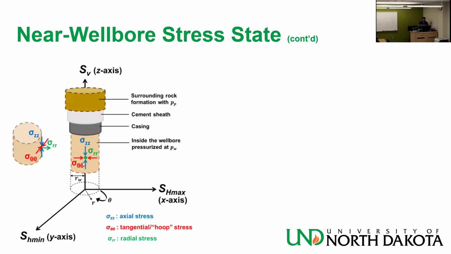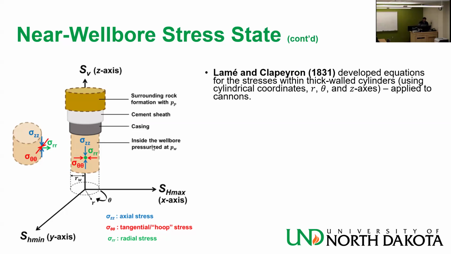This is how it looks from an old paper of mine. This one has everything in compression except radial. Radial stress is in tension. Now, the history of that is people have spent a lot of time trying to come up with equations for those stresses, and we are going to see some of those later on.